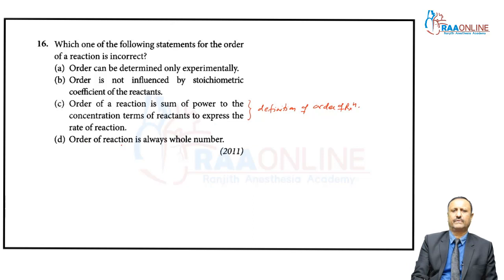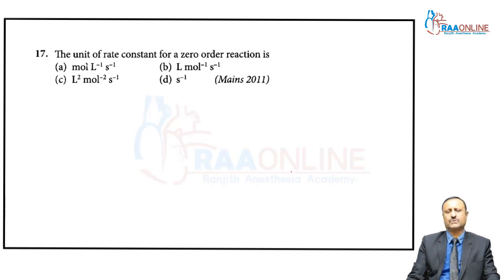And option D, order of reaction is always a whole number? No, not at all. Order of reaction may be, my dear students, negative, maybe minus 1 by 3, minus 1 by 2, or it may be a fraction. So it's a wrong answer. Now my dear students, we can go to question number 17.